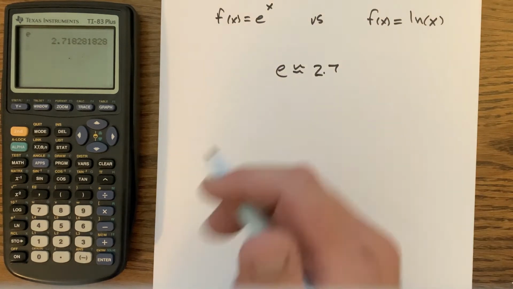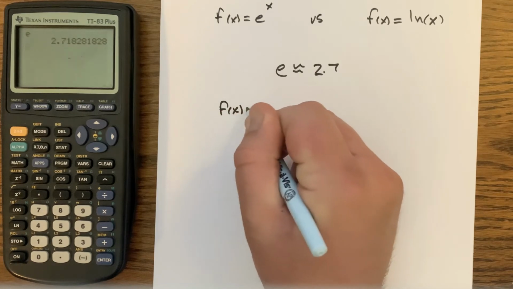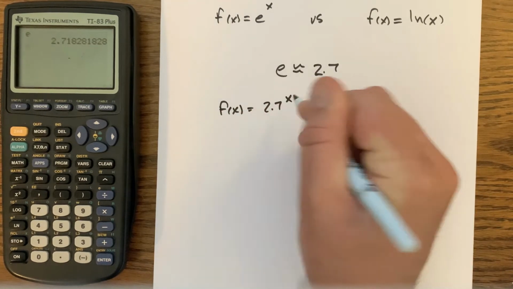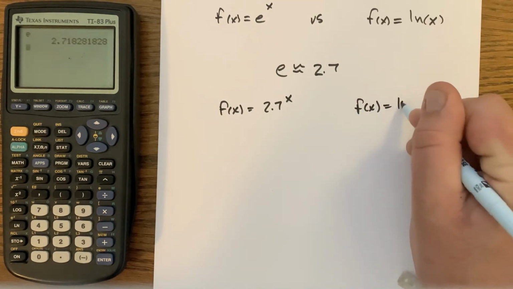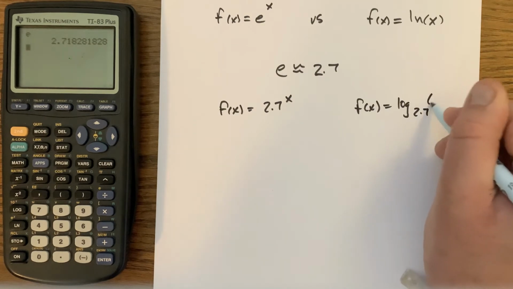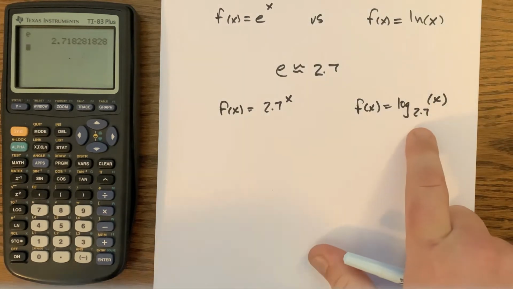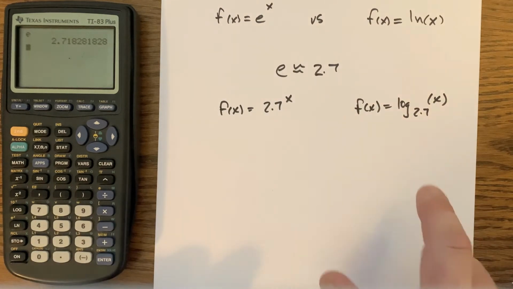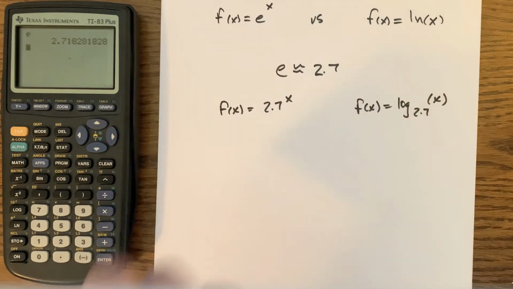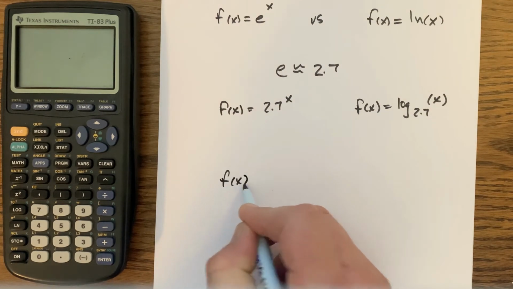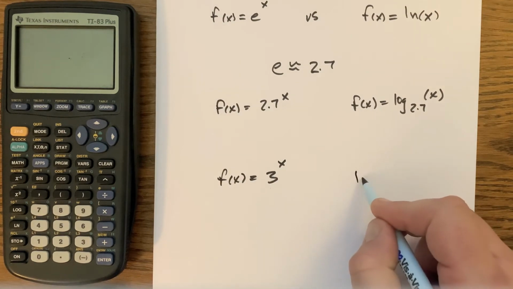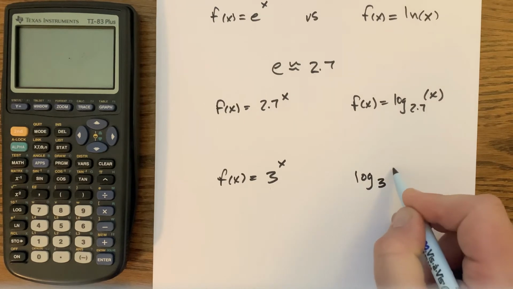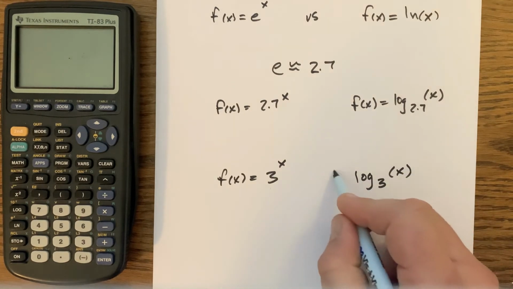So maybe we should start by thinking of the graphs as 2.7 to the x versus the log with a base of 2.7. So these will still both be inverses. And they'll have the similar traits to the natural log and e to the x. And you know what, even better than that? Let's just start with 3 to the x. And ultimately we'll compare that to the log base 3 of x.